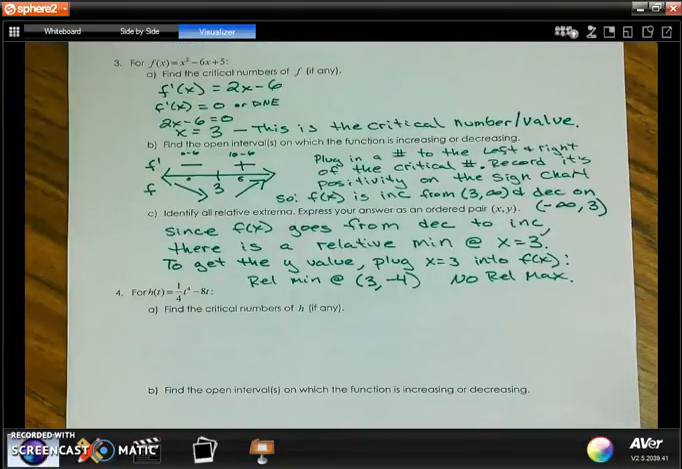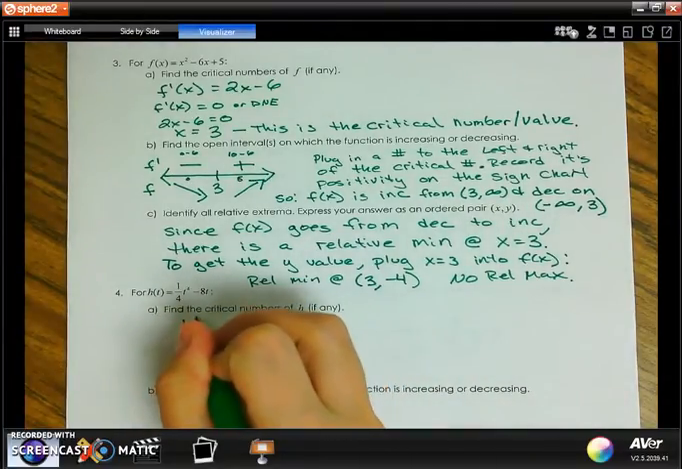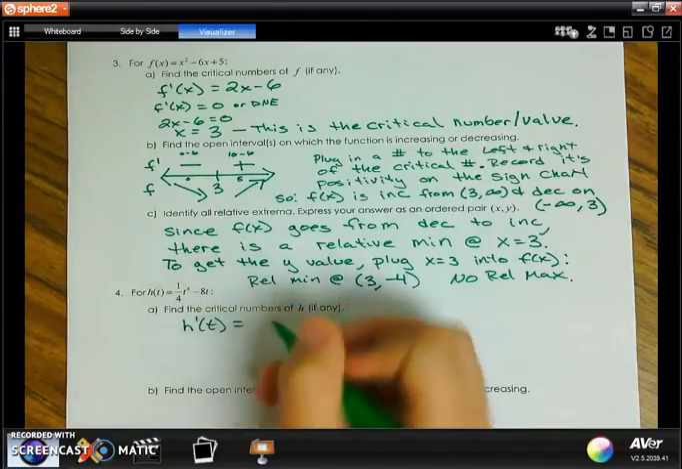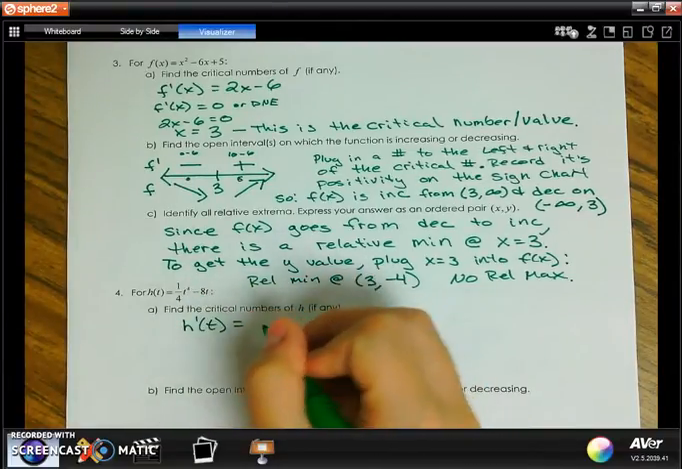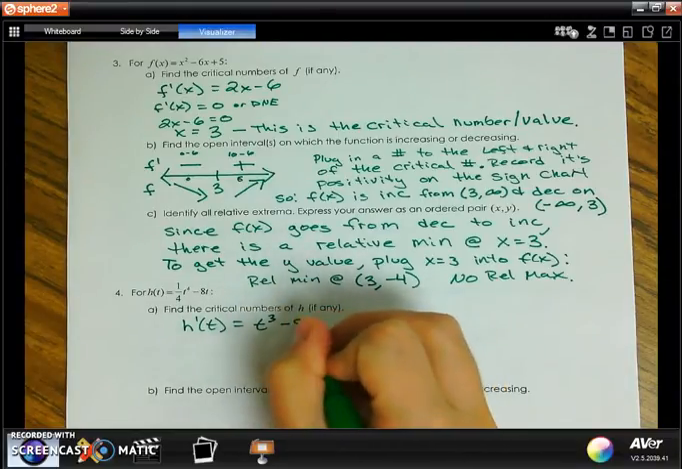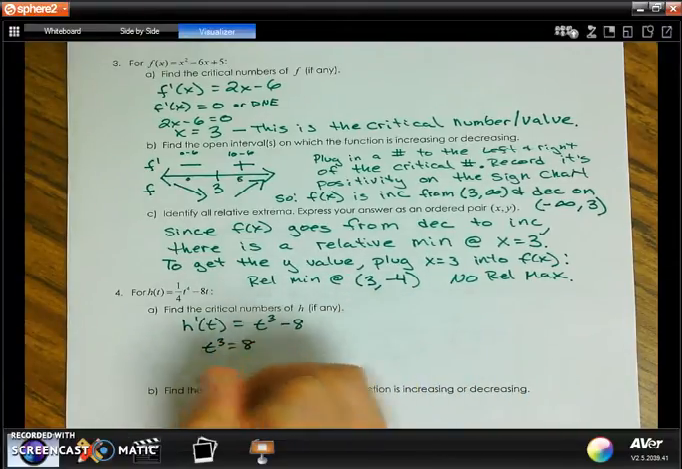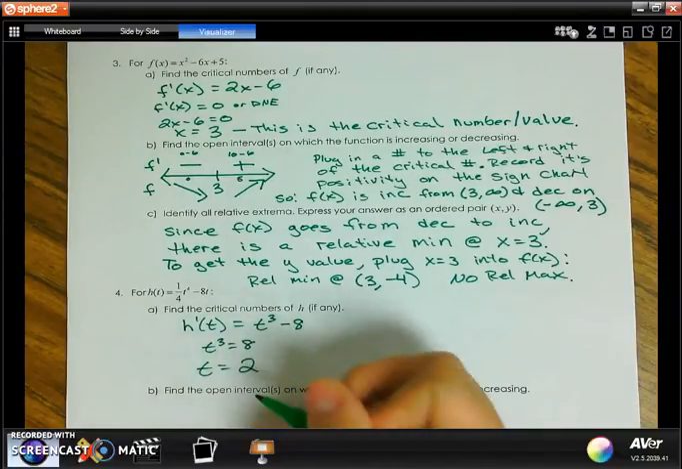Okay, for number 4, we are asked to find the critical numbers, and then we're also asked to find where it's increasing or decreasing, and also finding the extrema. So the first thing you're going to want to do here to find the critical numbers is take the derivative and set it equal to 0. So here, the derivative, h prime of t, so 4 times 1/4 is 1, so that'll just be t cubed minus 8. And then you set that derivative equal to 0, so that ends up with t cubed equals 8, and that tells me that t equals 2.